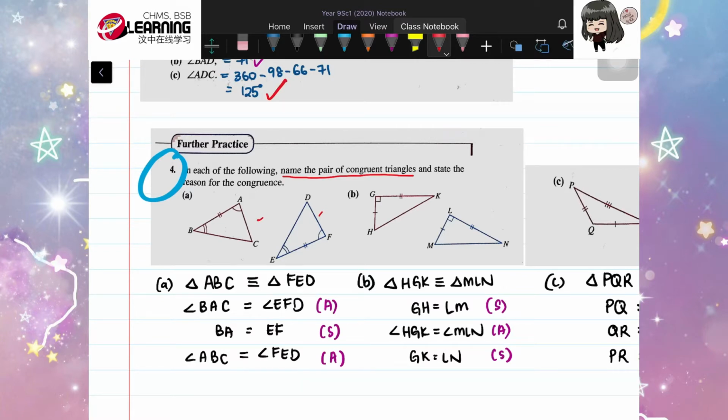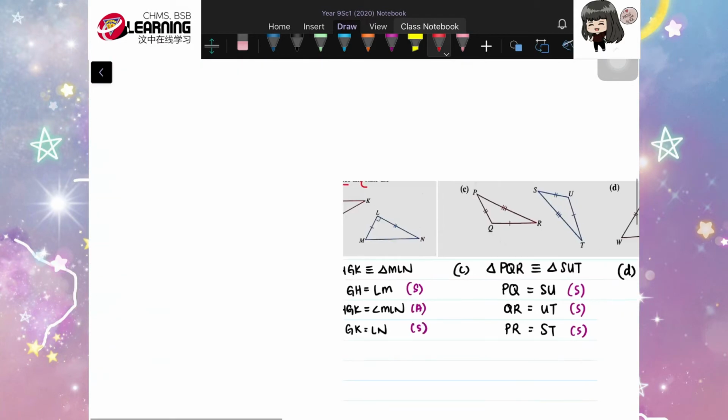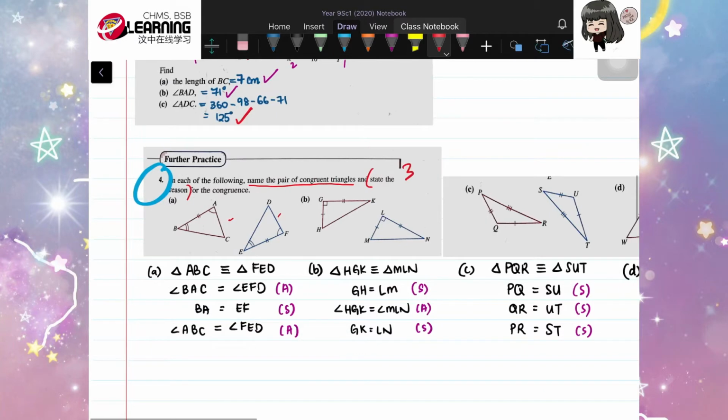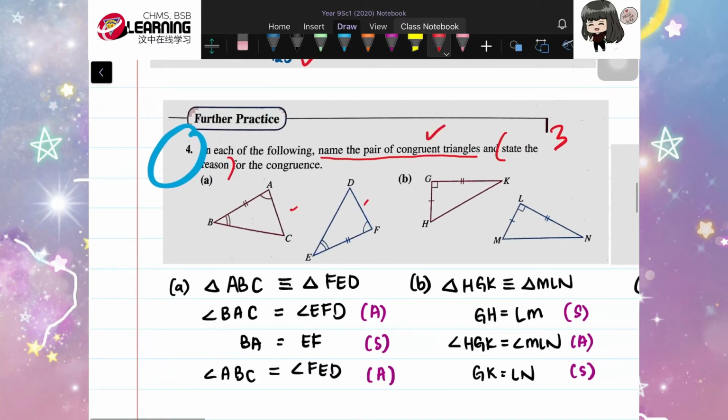Okay, the same order. The order is important, remember? And state the reason. When you state the reason for the congruence, you must state 3 reasons. Remember, there are 6 items on congruency, but you only need to name 3 of them, only 3. The 3 reasons are either SSS, ASA, SAS, and so on. So first we name the pair of triangles.